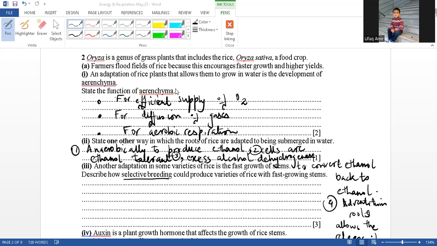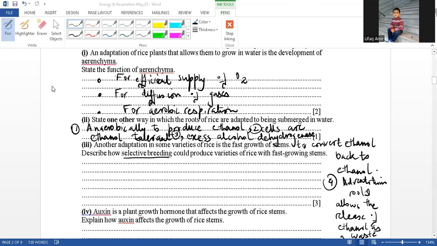So first of all, parenchyma is a special type of tissue in the rice stem which has hollow spaces in between. Within these hollow spaces, atmospheric air can be trapped. And what is the function of this parenchyma and this trapped oxygen? It supplies a continuous supply of oxygen, diffusion of gases can take place, and aerobic respiration can take place.